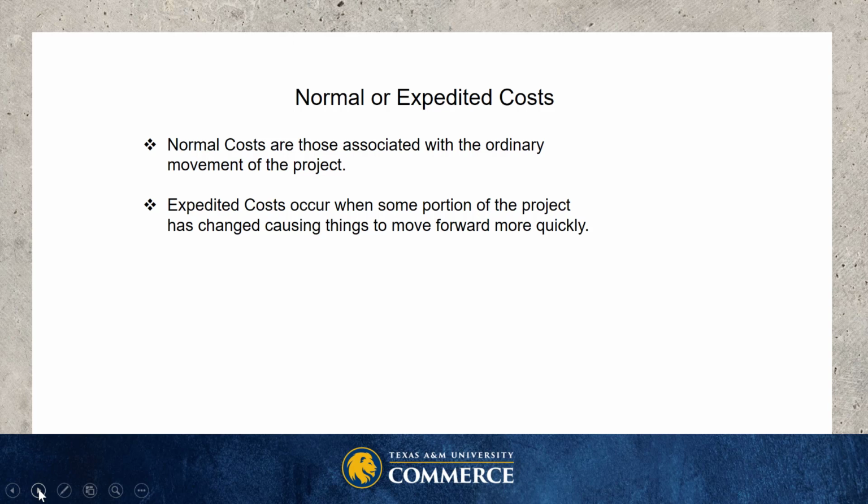Then we have normal or expedited costs. Normal costs are those associated with the ordinary movement of the project. We're not going fast or slow, we're just moving along at the normal pace to be on schedule, and those costs are known as normal. But then we can have expedited costs when some portion of the project has changed, causing things to move forward more quickly, for example, to speed the project up to completion.